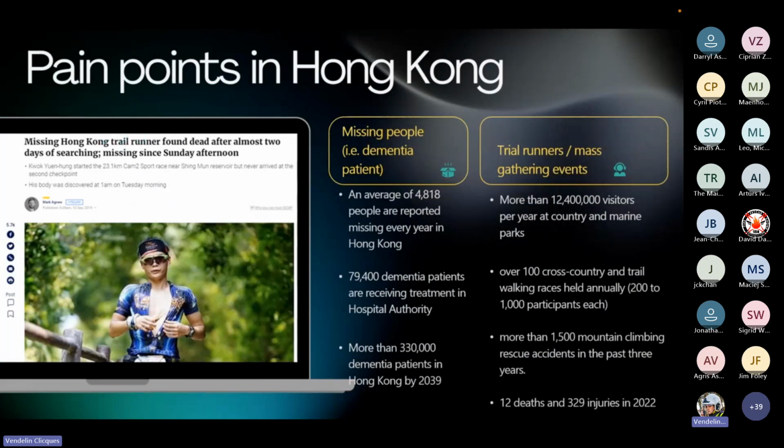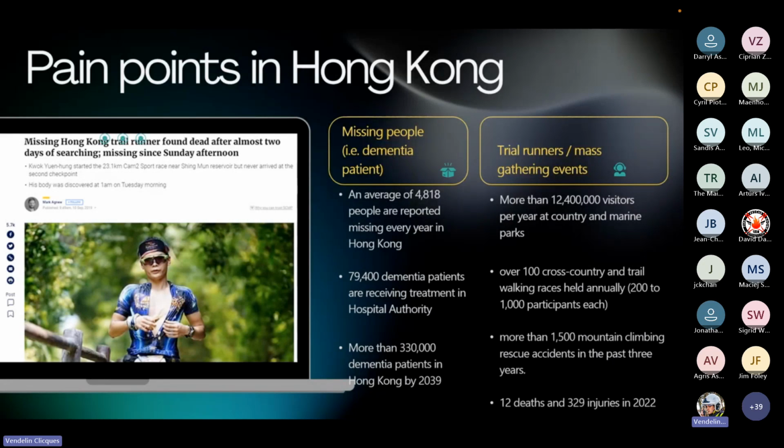We have 2 big pain points in Hong Kong. The first is the missing patient, the dementia patient. Not all dementia patients stay in hospital. Usually they are discharged to home care by relatives, or they may go to an old age home. But sometimes they will roam around. If lucky enough, they still roam around in the urban area. But if they go to the hill, to the mountain, then it's quite hard to find them.